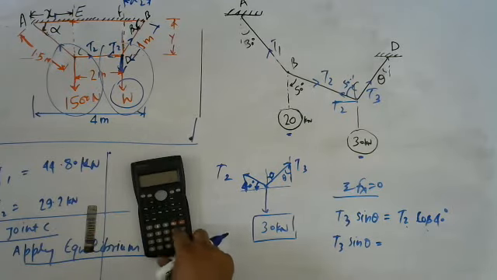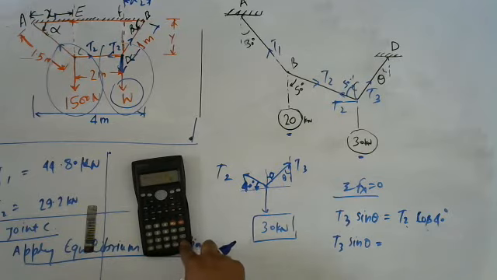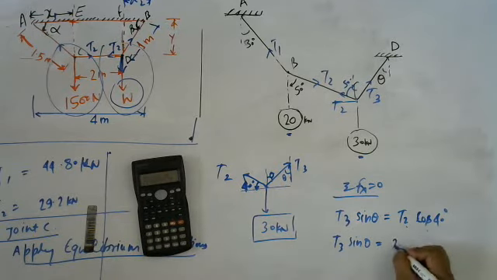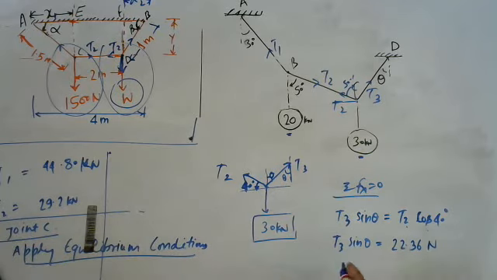T2 how much? 29.2 cos 40 will be equal to 22.36 Newton, that is T3 sin theta. And similarly, writing the equation for summation Fy.